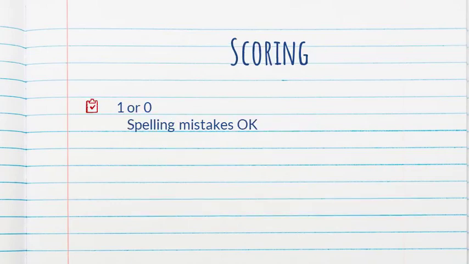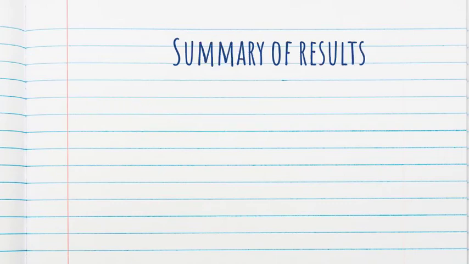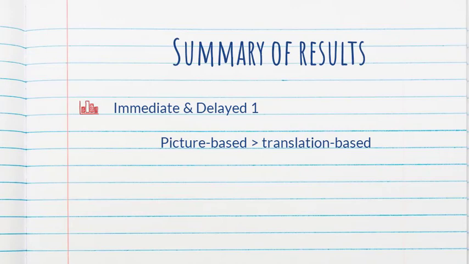The scoring was very simple, 1 or 0, and spelling mistakes were accepted. So they still got credit, so to speak, if the word was close enough to the target word. What did they find? On the immediate and the first delayed post-test, picture-based instruction did better than translation-based instruction.